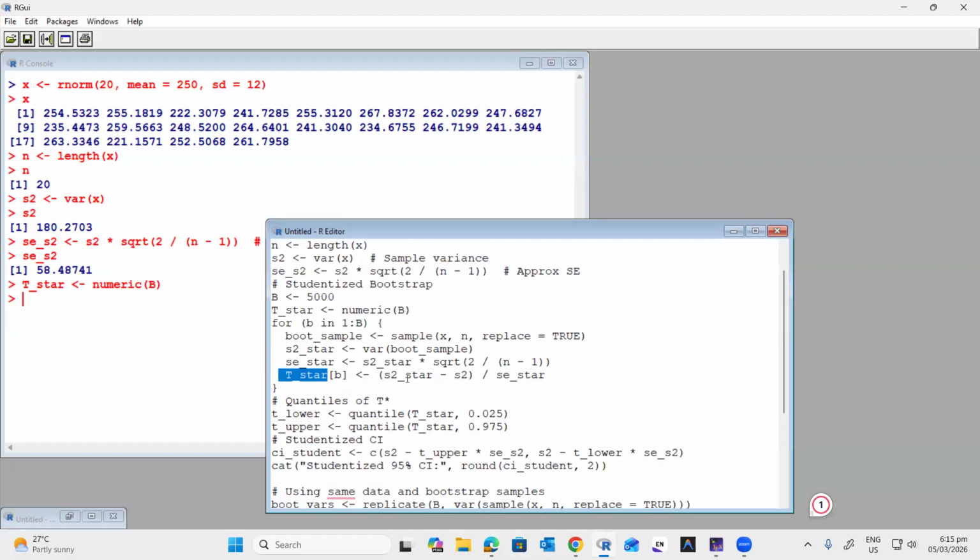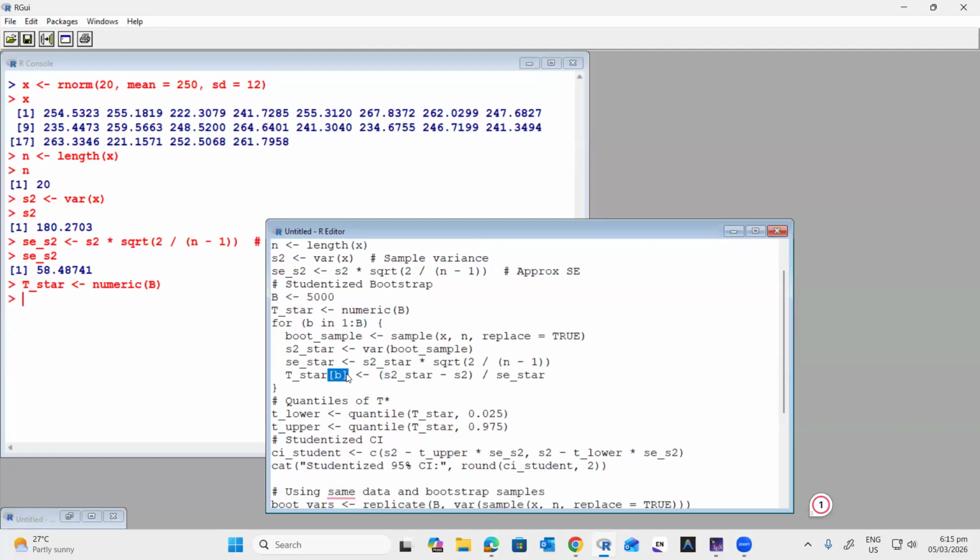So in that one, it will be S2 star minus S2, that is, the original sample variance minus the sample variance that we are calculating for each sample through the resampling method, divided by SE star, the standard error with respect to each resample.